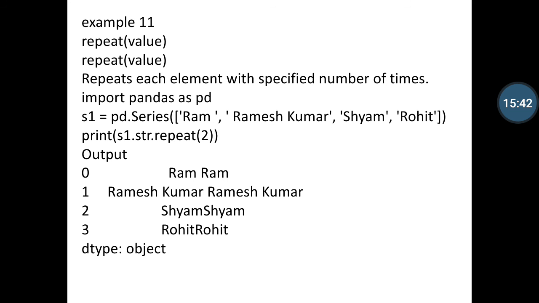As per the repeat method used in the print statement, I am defining the option 2. After executing it, the values are converted into 2 times, such as Ram and Ram, Ramesh Kumar and Ramesh Kumar, Shyam and Shyam, Rohit and Rohit.